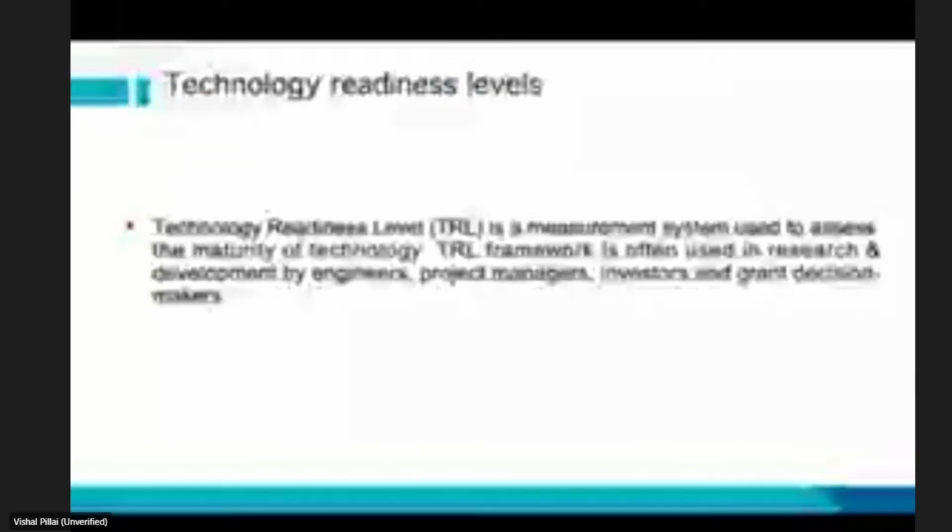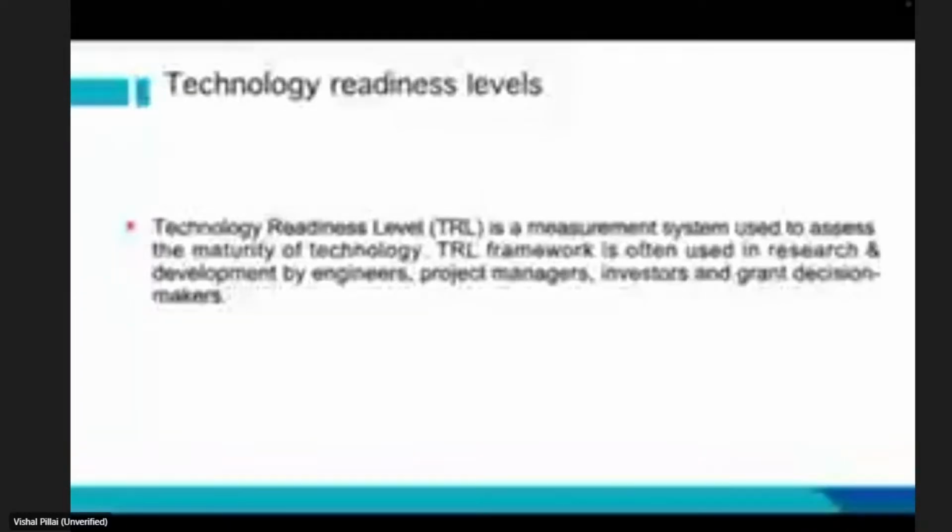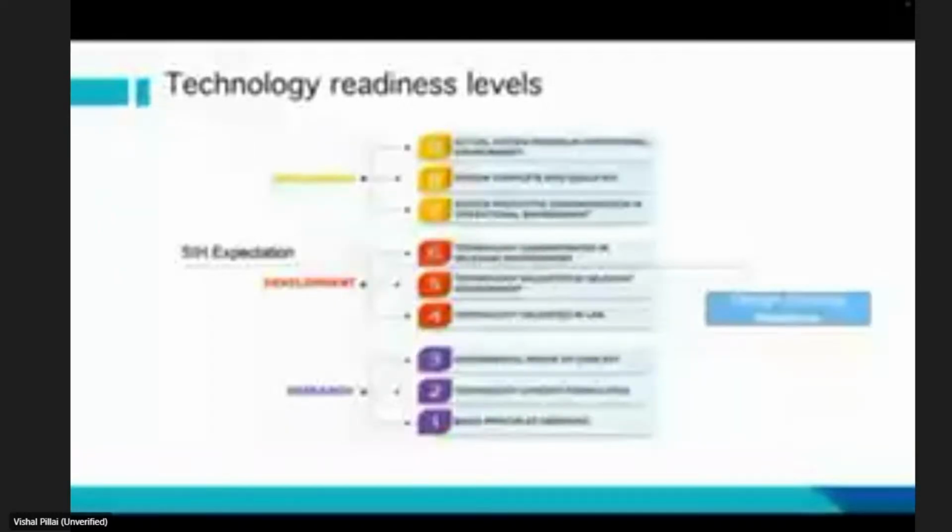Okay, when you go into understanding idea maturity, we use the term technology readiness levels. This is a measurement system used to assess the maturity of a technology. It could be anything related to AI, ML, drones, or aerodynamics. Everything uses the same terminology. There is no very different terminology to use. Now you need to understand what this is.